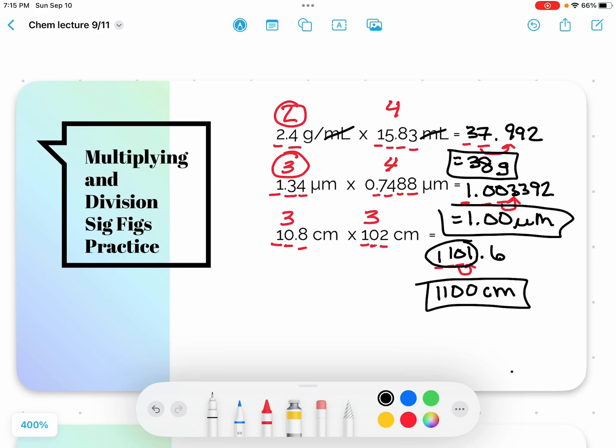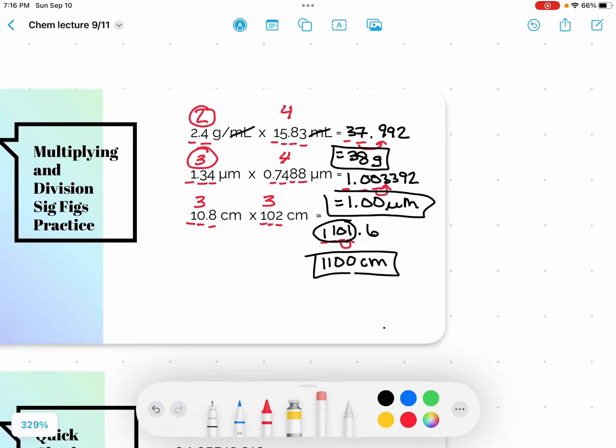So if you ever get to a point where your numbers don't match up or they're not close enough to each other, so instead of having 110 as your answer, you add that placeholding 0 to be able to get it as close as possible to the correct answer. Okay, so again, remember, when you're multiplying, dividing sig figs, worry about all of the sig figs. Adding and subtracting is just behind the decimal.